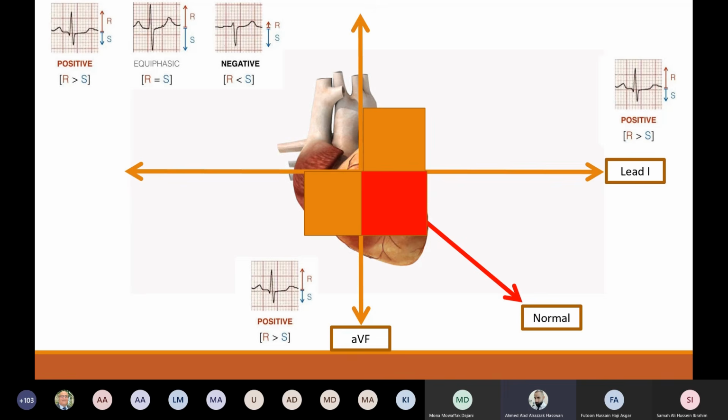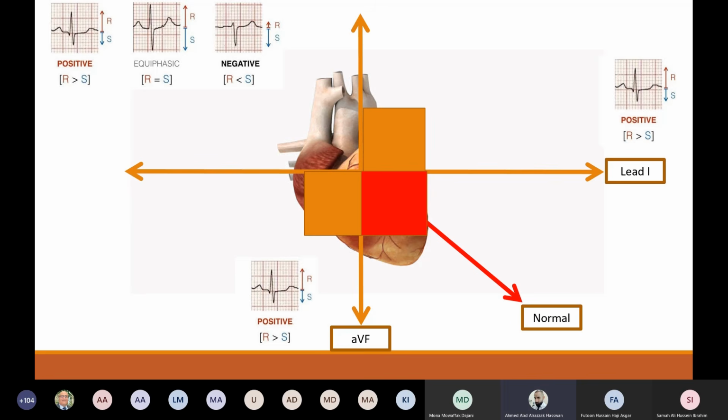I know in some textbooks like Guyton they say up to minus 10 or minus 30 sometimes, but let's consider it anything in this quadrant between 0 degree, which is where lead 1 is pointing, and 90 degree, which is where lead AVF is pointing. Okay, so anything here would be normal. Now, in the ECG, we will see if lead 1 is positive or negative, if lead AVF is positive or negative, then we will determine what is the heart axis.